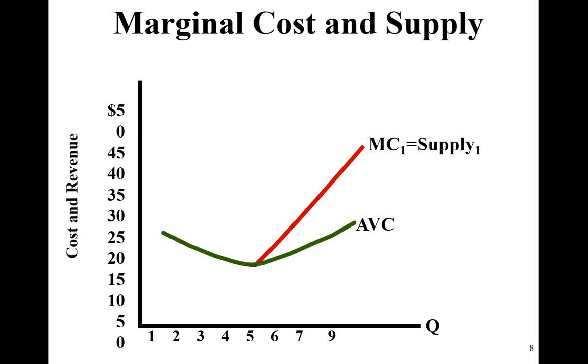All right, as we look at this again, let's simplify it with just our average variable cost curve. Remember, you have variable cost as you produce, and your marginal cost is going to be your supply as long as it's above AVC.